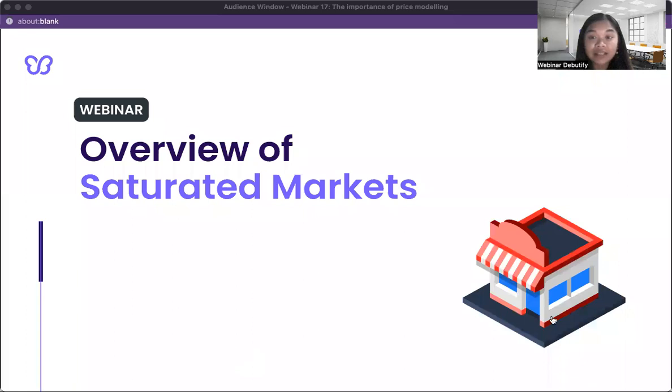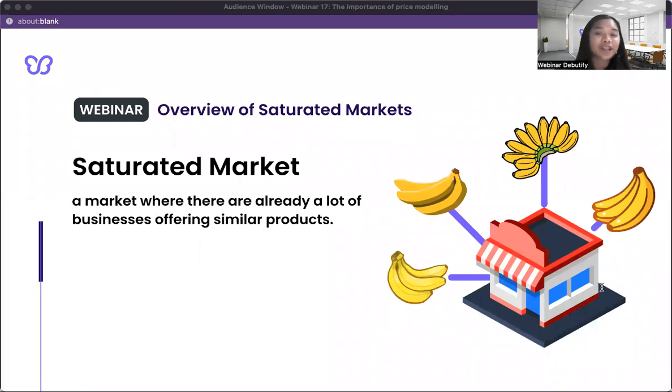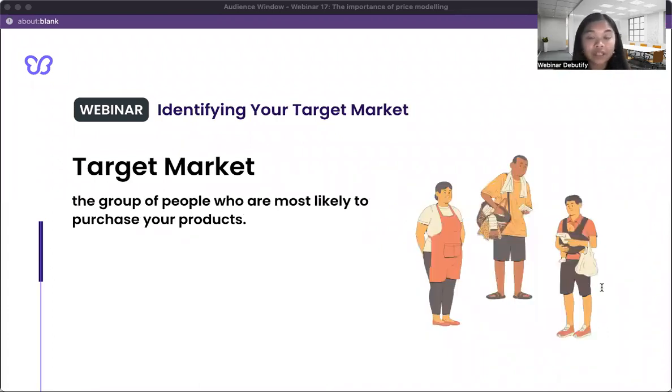First things first, let's talk about what is a saturated market. A saturated market is a market where there are already a lot of businesses offering similar products. This can make it challenging to break into the market and succeed. One way to help you stand out from the competition is to identify your target market. Your target market is the group of people who are most likely to purchase your products. By understanding your target market, you can tailor your pricing strategy to appeal to their needs and preferences.